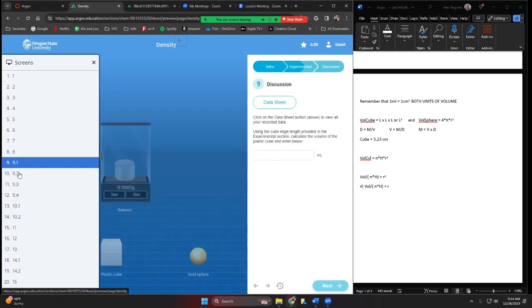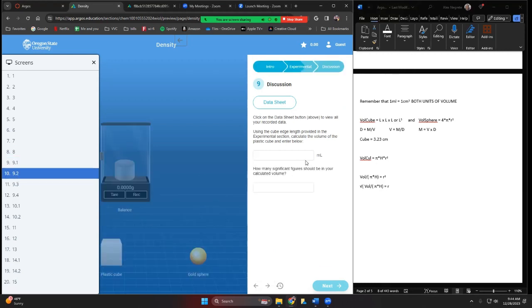There are some calculations for you to make here, right? Use the cube length, which they provided, 3.23. You can then do this calculation over here, right? And figure out what that volume is. And how many significant figures should we use? Well, if there was three significant figures for the length, it would make sense that we would have three significant figures, which again, we learned in Unit 1.